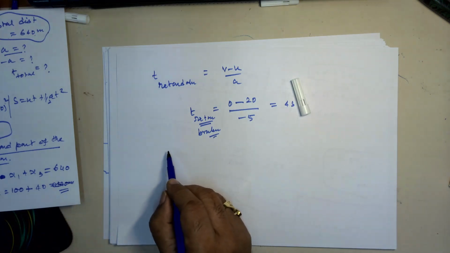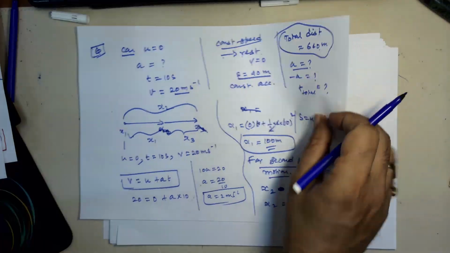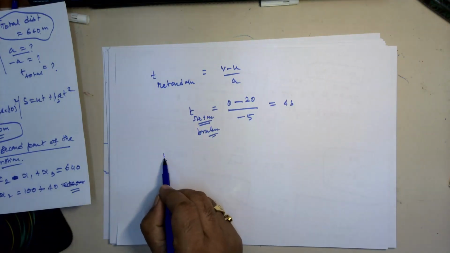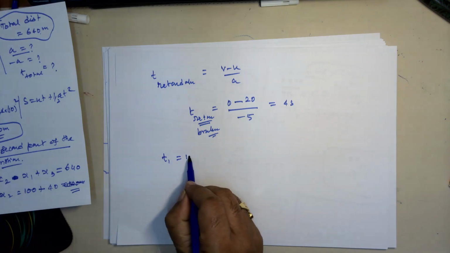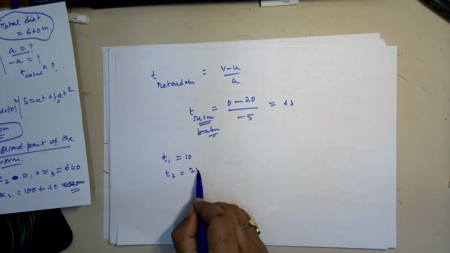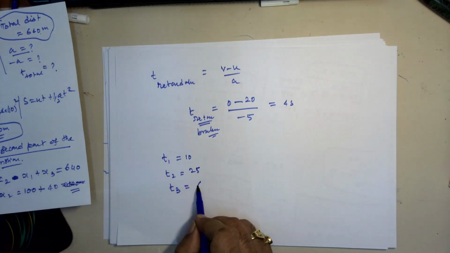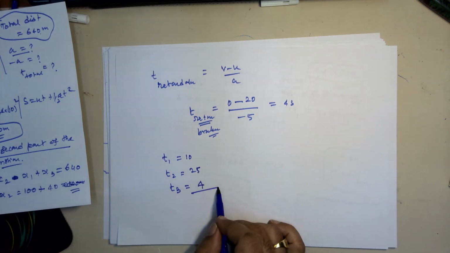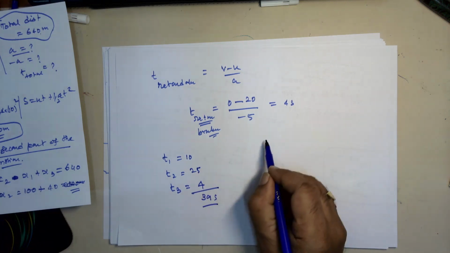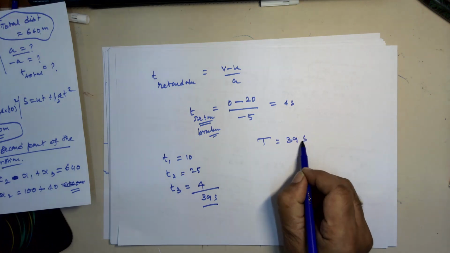Now we can sum up everything. They have asked the total time. So the total time is, what was the first time? 10 seconds. And what was the next, T2? 25 seconds. And what was T3? 4 seconds. Now we have to add everything. So it is 39 seconds. So the total time is equal to 39 seconds.